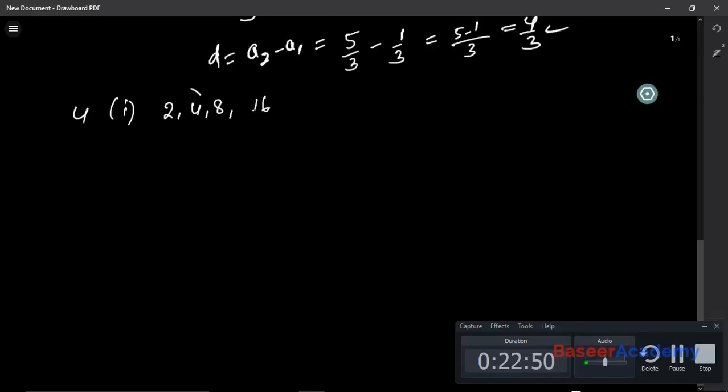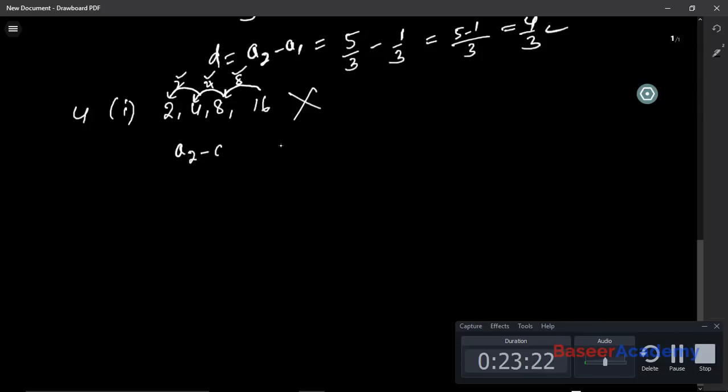What's the difference between 4 and 2? 4 minus 2 is 2. What is the difference between 8 and 4? 8 minus 4 is 4. And what is the difference between 16 and 8? 16 minus 8 is 8. So the difference is not the same. The common difference is not the same, so this cannot be an arithmetic progression.